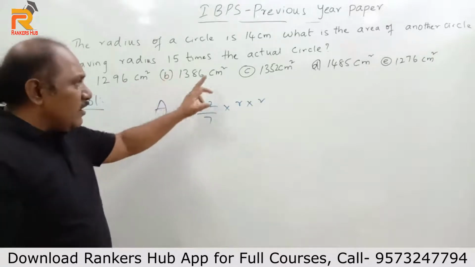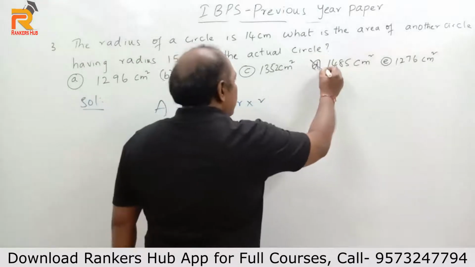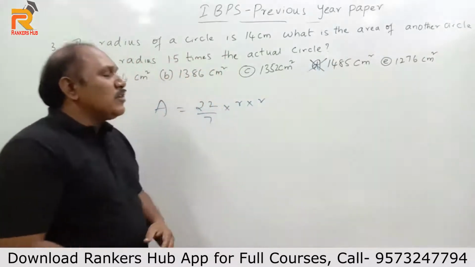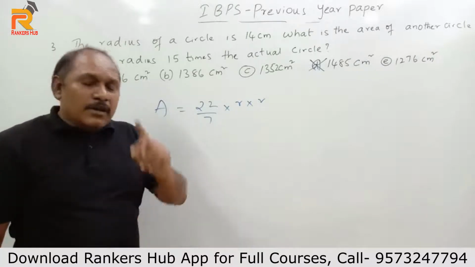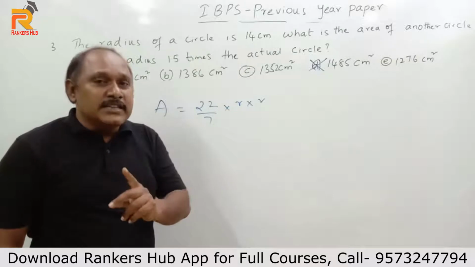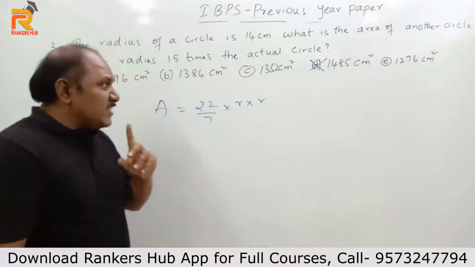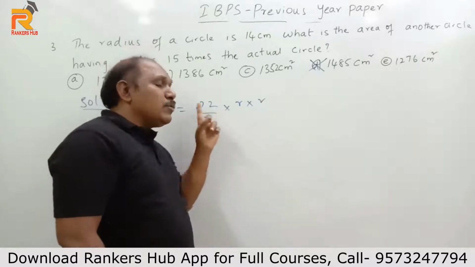Here there is one option which is odd, which is 1485. So 1485 cannot be the answer for this question. For this you have to be very quick in applying the shortcuts, the divisibility rules. Next, my answer should also be a multiple of 11, because 22 is 2 into 11.